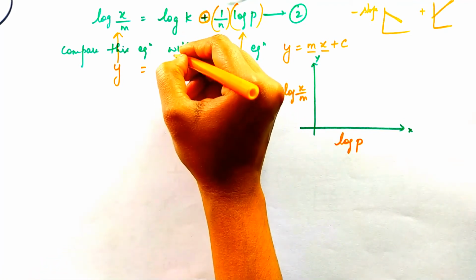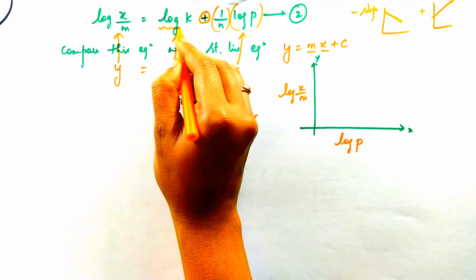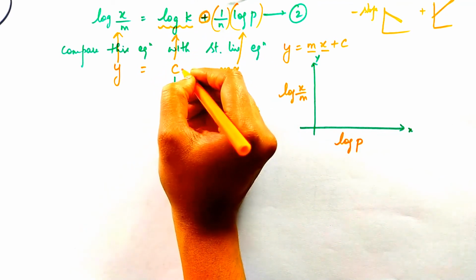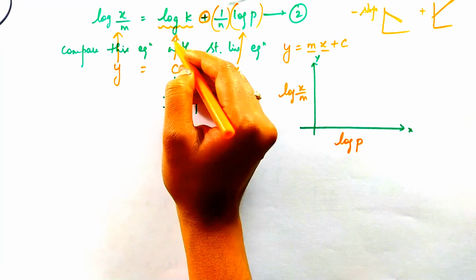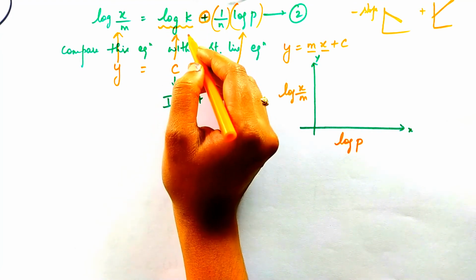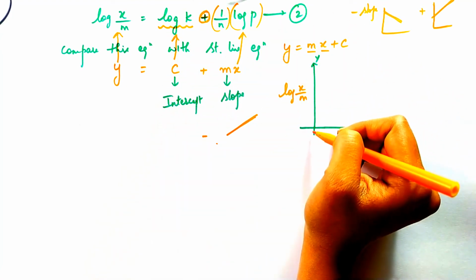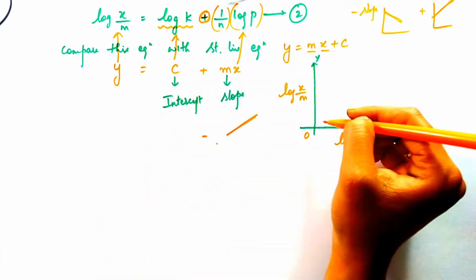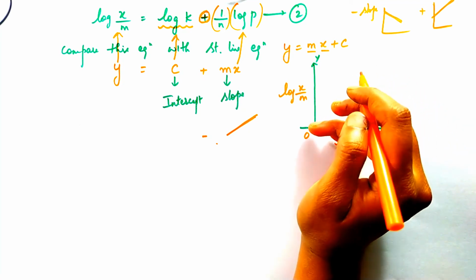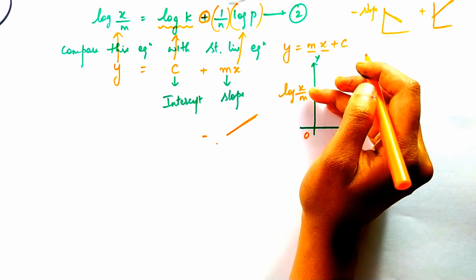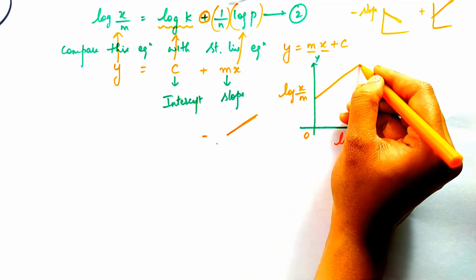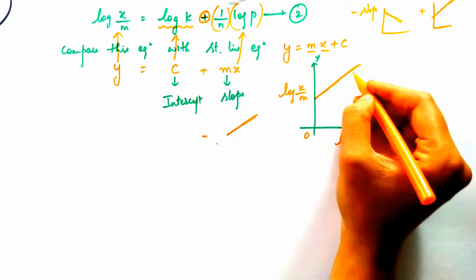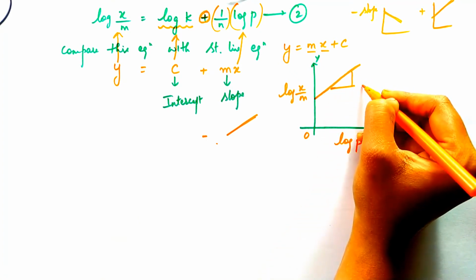Then the intercept. We take the intercept as log k. Here the intercept has some value, that is log k. Therefore, the graph does not start from the origin. If the intercept has some value, the graph does not start from the origin. It starts above the origin. Therefore, the graph will be like this, with a positive slope 1 by n.